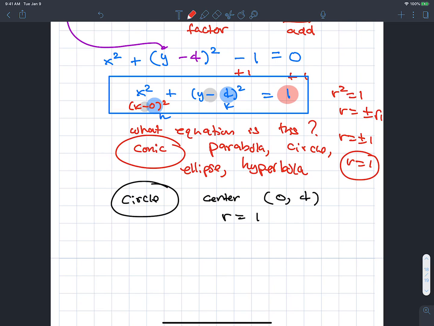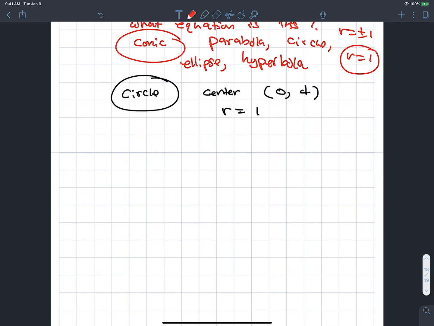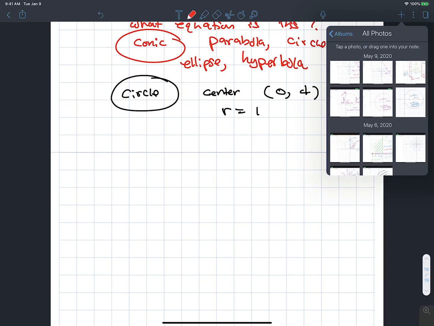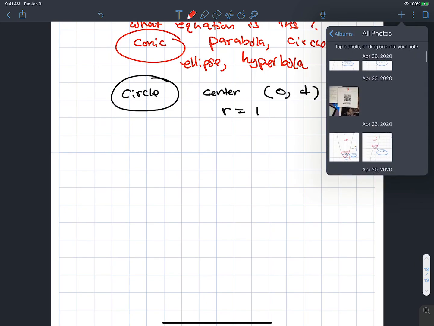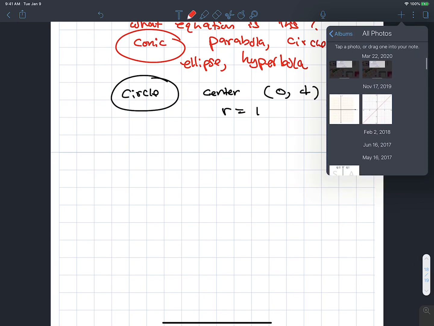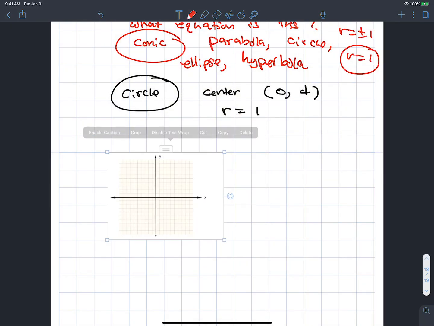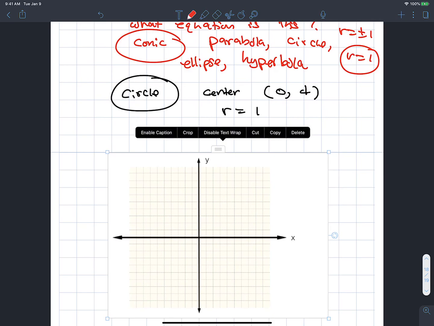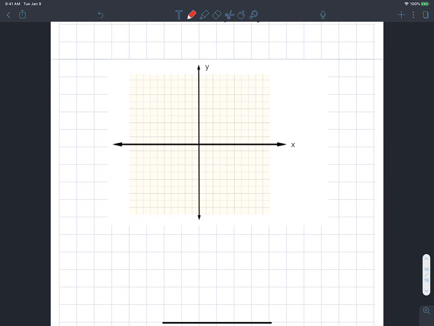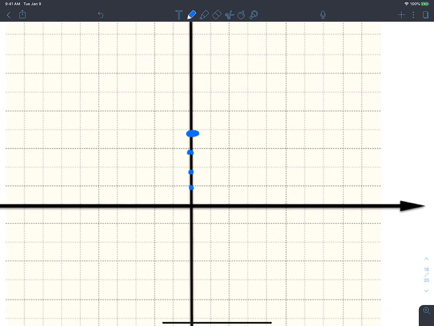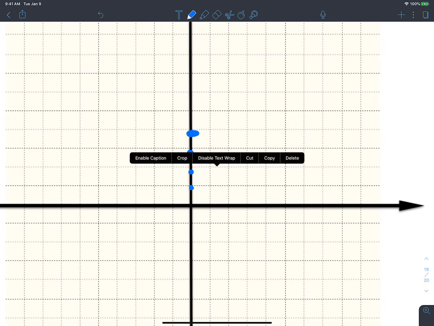And so what you would do, of course, is you would sketch your circle. I'll do the whole thing here for you guys to see. You'd bring that in. Center is at 0, 4. So let's find 0, 4. 0, just up 1, 2, 3, 4. Let me make this bigger. There we go. 0, 4, ladies and gentlemen.